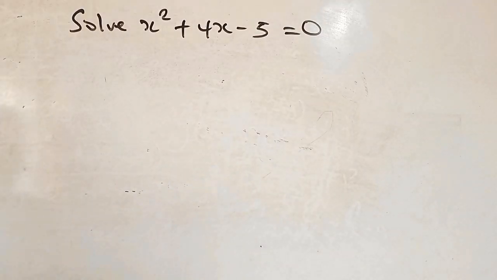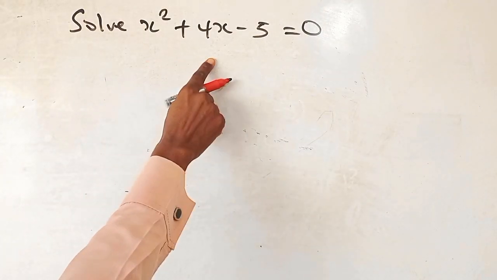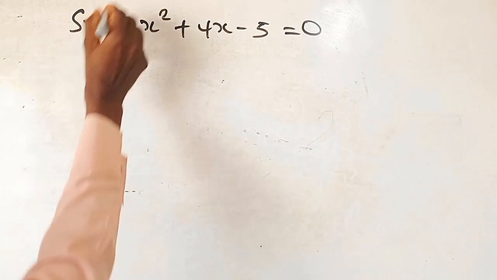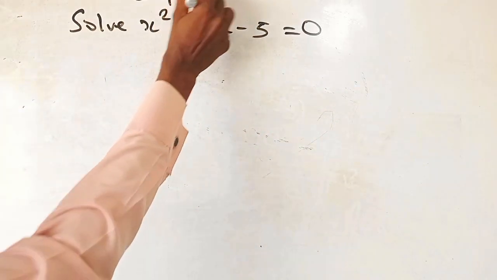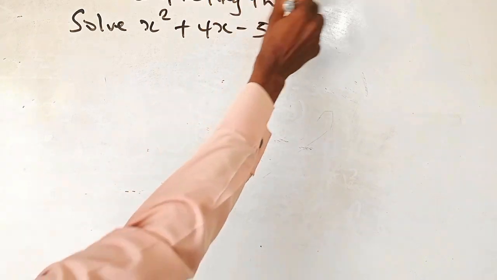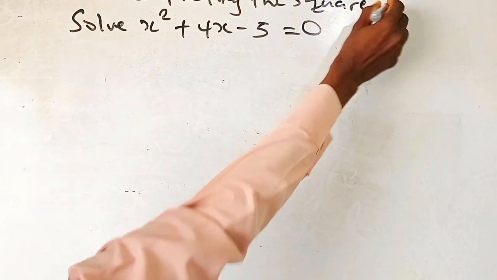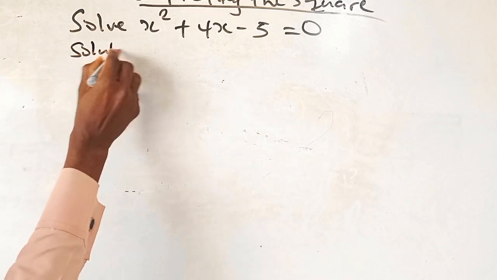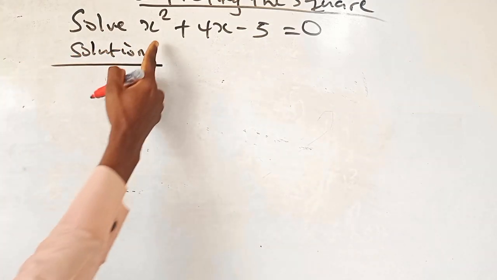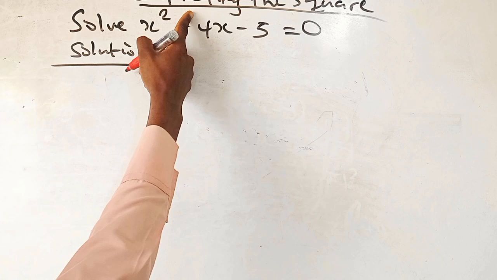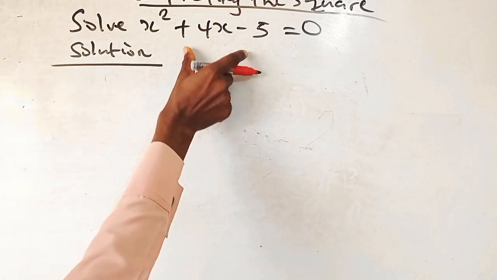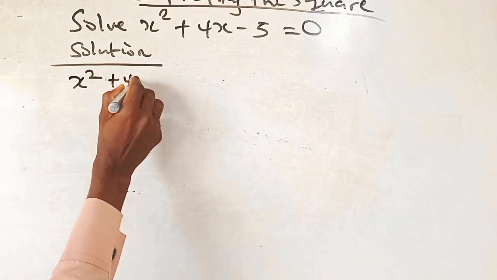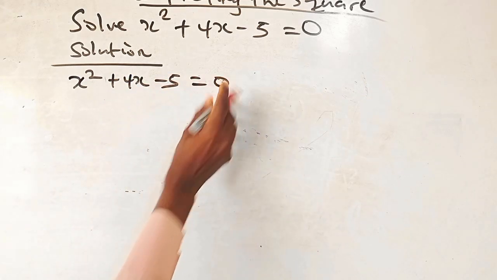The question says solve x² + 4x − 5 = 0 using the completing the square method. So how do we go about this solution? This is a quadratic equation. So how do we use the completing the square method to work with this? Here we have x² + 4x − 5 = 0.